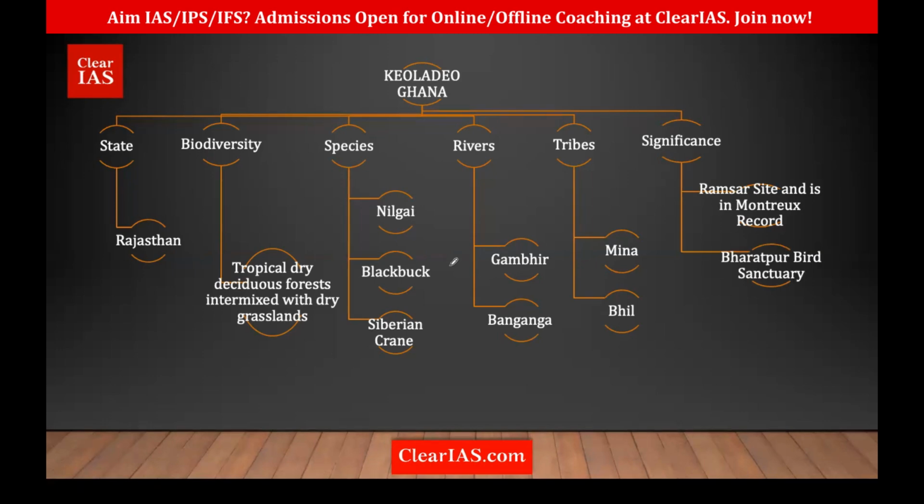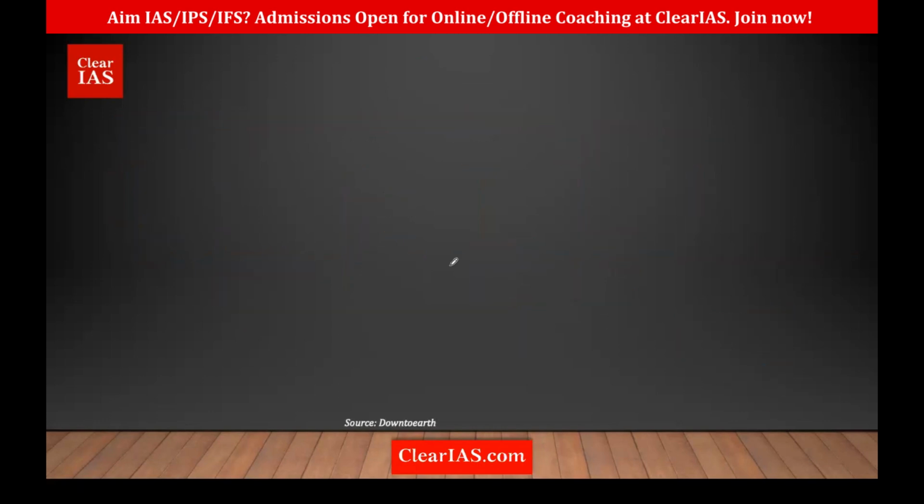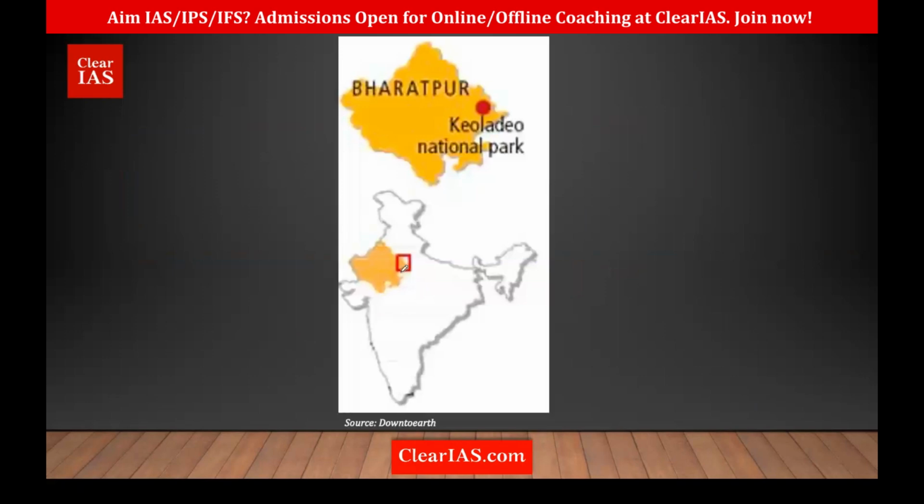Then we have Bharatpur Bird Sanctuary. So Keoladeo Ghana is part of Bharatpur Bird Sanctuary, they coexist. On one side there is Bharatpur Bird Sanctuary, and on the other side there is Keoladeo Ghana National Park. And it is a UNESCO World Heritage Site, and also a national park. So you can see the location. This is the location of Keoladeo Ghana National Park.